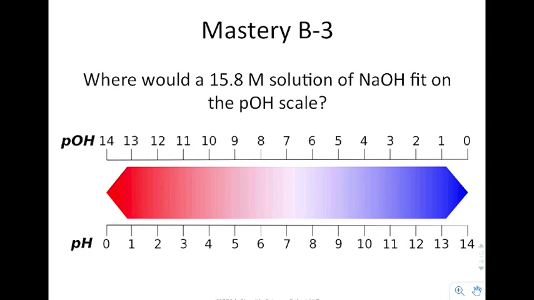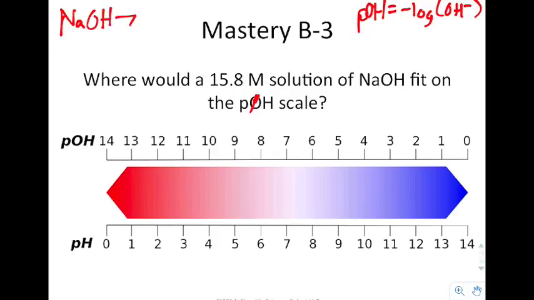Now, where would a 15.8 molar solution of sodium hydroxide fit on the pH scale? That's why it gives you this graphic. So where would it fit on the pH scale? If you look right here, you can say, all right, well, pOH is equal to the negative log of the hydroxide concentration. NaOH dissociates into an Na plus and an OH minus. So for every one of these, you produce one of these. As a result, we can say that the concentration of the hydroxide is 15.8.